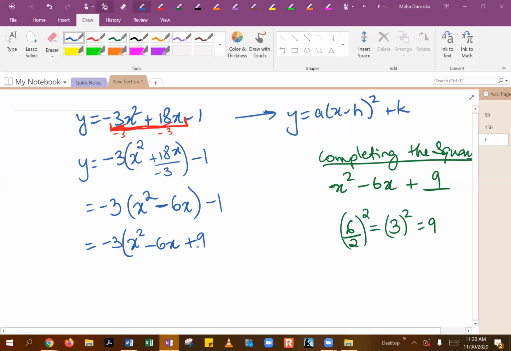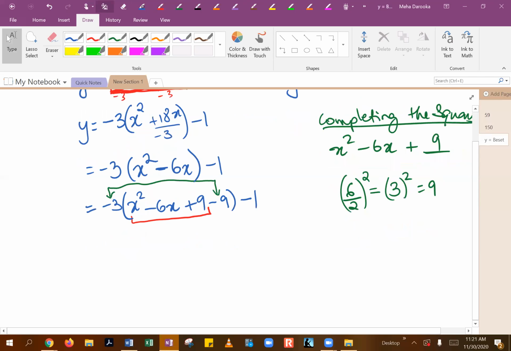But again, remember, to maintain the balance, we need to subtract the 9 at the same time. So you would subtract the 9 over here, and then we've got the -1 at the end. As far as completing the square goes, we only need these first 3 terms, so we don't really need that -9. You will take this -9, multiply it with the -3 in the front, and bring it outside of the parentheses. So that means we would have -3.